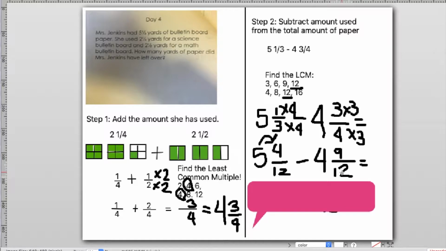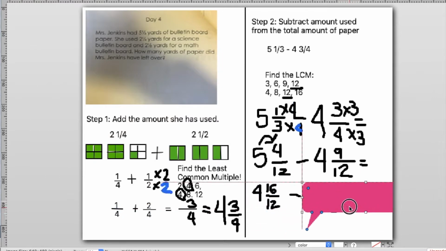So now can I take my fractions and subtract? Can I take 9 out of 4? I can't. I have to do another step here. I need to take 1 whole and add it to my fraction. 1 whole in this mixed number equals 12 total parts. So if I take 1 whole and move it over to my numerator here, I end up with a new whole number of 4, because I took 1 whole, and then I added that whole, which is equal to 12 parts. So 4 16/12.